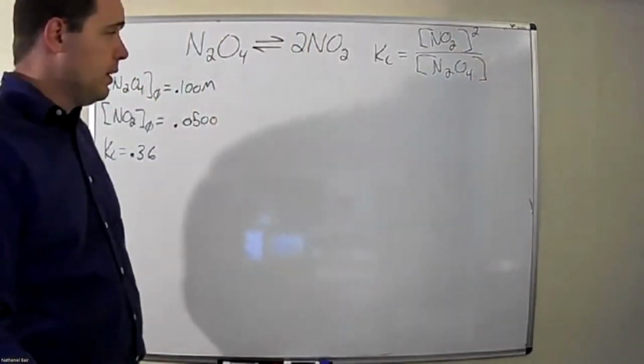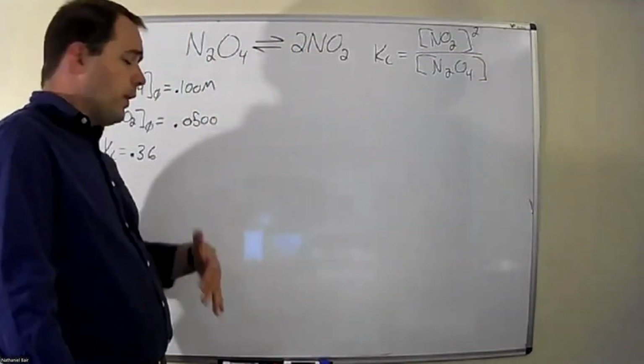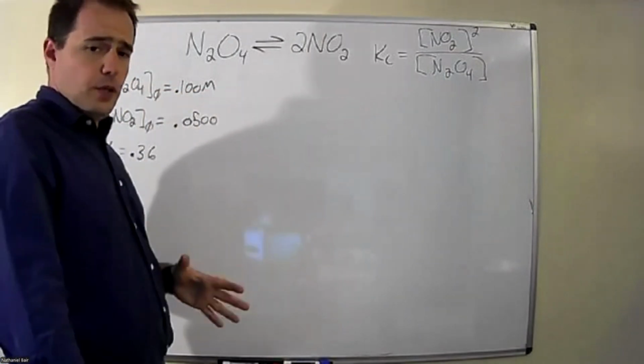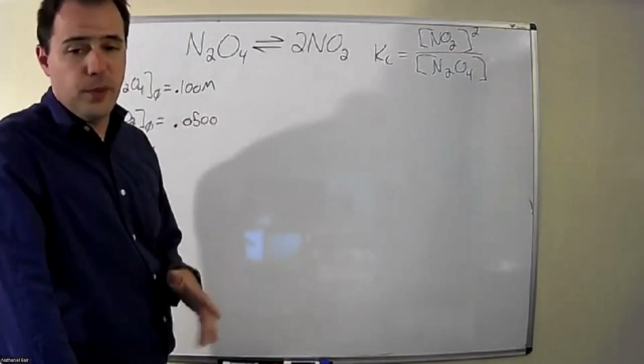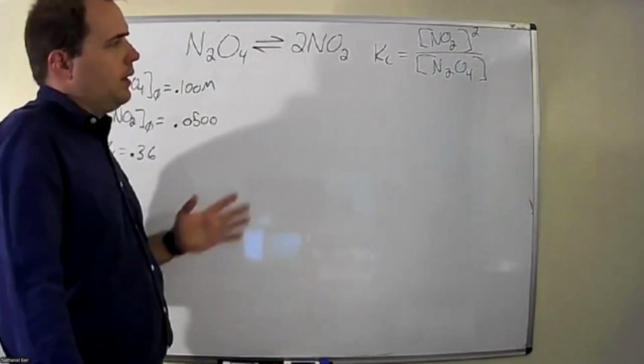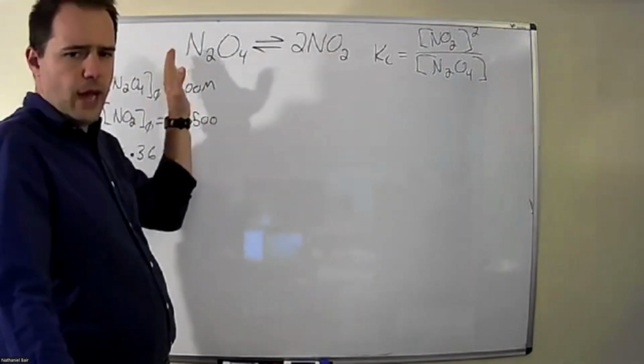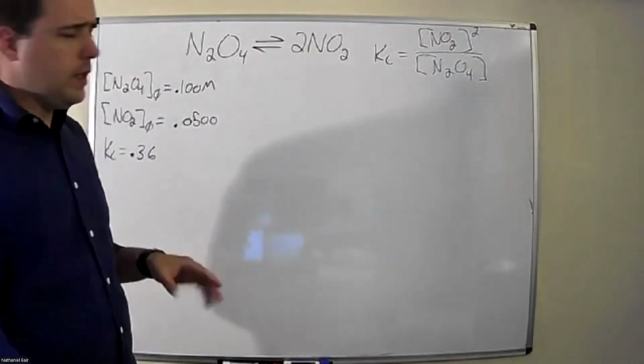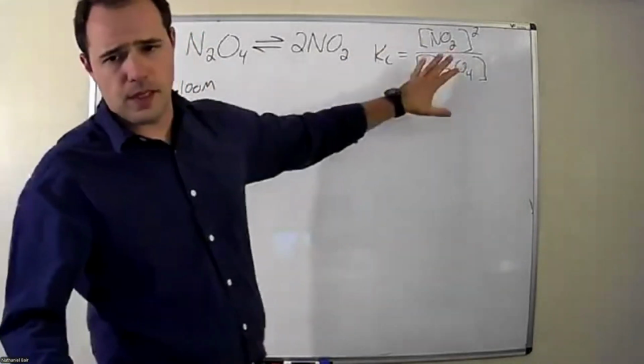Now here's the problem. I need to know where I'm at. I'm given these initial concentrations. So I need to know, am I already at equilibrium? That would be great. That's not going to happen. Or does the reaction need to consume product, make reactant, or does it need to consume reactant, make product? So in order to figure that out, we need to plug these initial values into the mass action expression.